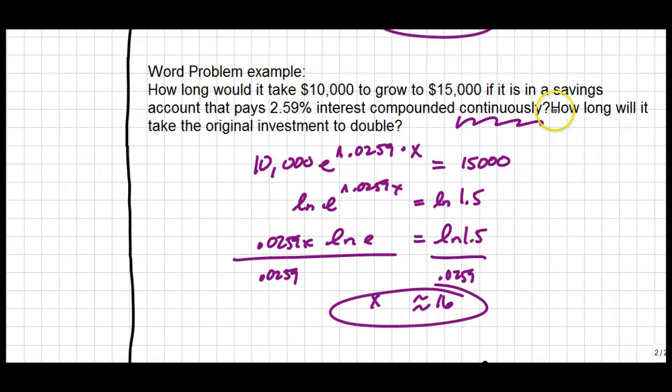And so to answer the follow-up question, how long will it take for the original investment to double, you would do the same question again, but this 15,000 would change to a 20,000. Keep in mind that you wouldn't need to substitute in 20,000, you could just start right here and change the 1.5 to a 2 because that would be the result of doubling. So you'd get a different answer if you went ahead and figured out when it would double.